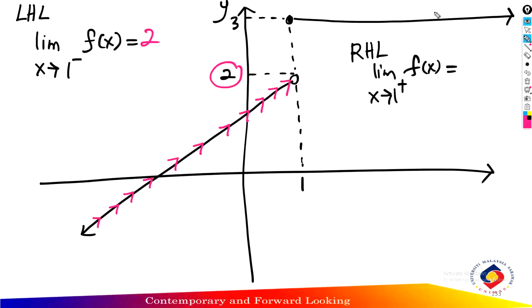Okay, and second, find the right-hand limit of the function: the limit of f(x) as x approaches 1 from the right. So start from here, with x approaching 1 from the right of the function, and check the y values on the y-axis. The value of y equals 3. So the right-hand limit equals 3.